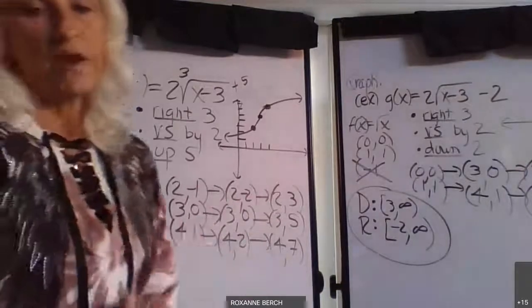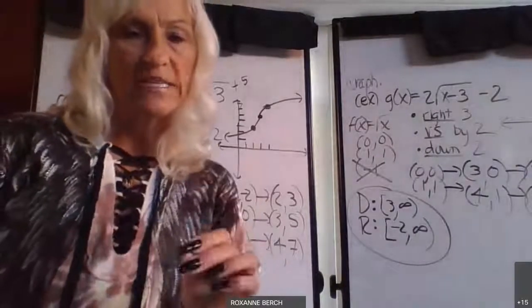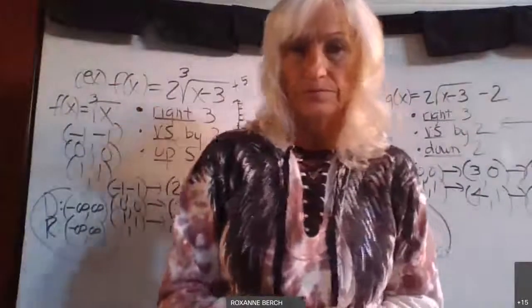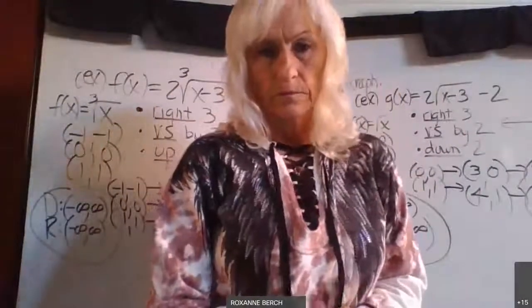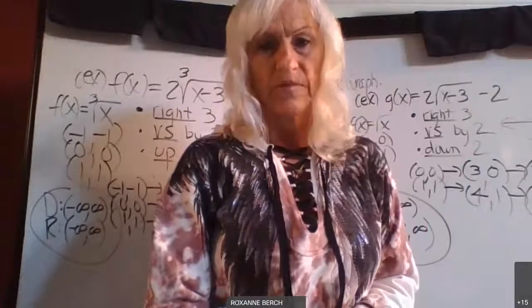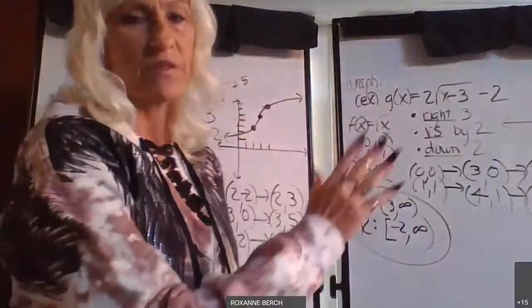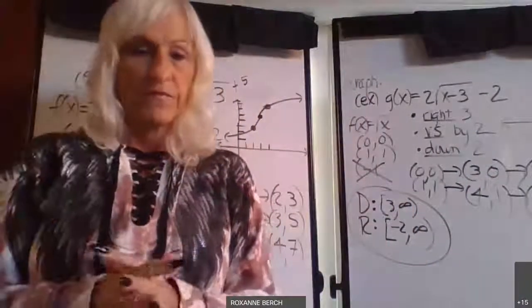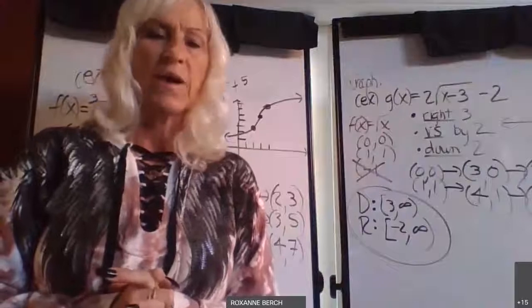All right, let me ask you then. Who are the parent points for the square root? 0, 0, and 1, 1. Yes, it goes off to the right. Who are the parent points for the cube root? -1, -1, 0, 0, and 1, 1. Yeah, that's correct.